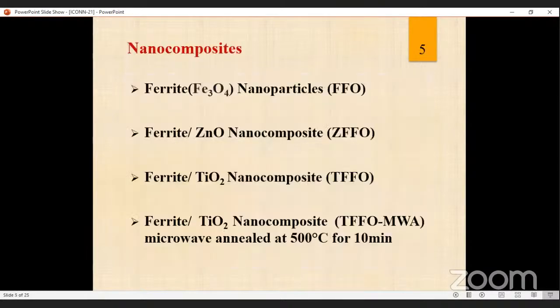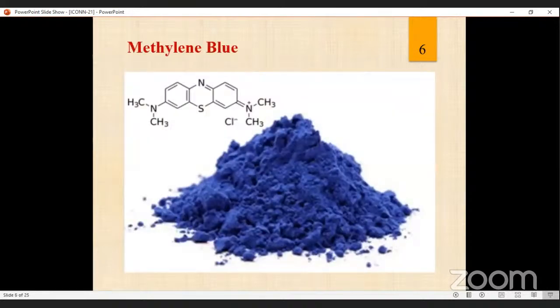So keeping this in view, we have synthesized composites using ferrite and ferrite composites with ZnO and TiO2 semiconductors. The first three samples are as-prepared samples, and we have annealed the ferrite and TiO2 nanocomposite, which is microwave annealed at 500 degrees for 10 minutes. We have used these composites to test on methylene blue, which is an organic dye with a bright blue color.